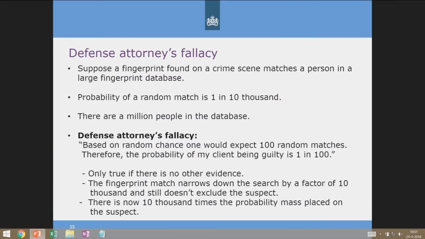There's also a reverse version of this. It's called the defense attorney's fallacy. It's also commonly made. Suppose that a fingerprint is found on a crime scene and it matches a person in a very large database. The probability of a random match is only 1 in 10,000, but there are 1 million people in the database. Now, the defense attorney may say, well, there are 1 million people in the database, so based on probability alone, you would expect 100 random matches. So the probability of my client being guilty is 1 in 100. That also doesn't make a lot of sense.